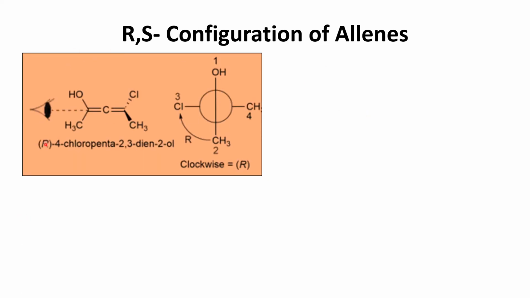See in this first compound, how to find out the R/S configuration of allenes. So this is the compound. We have to view it in this way. So we have to give preference to these substituents first.